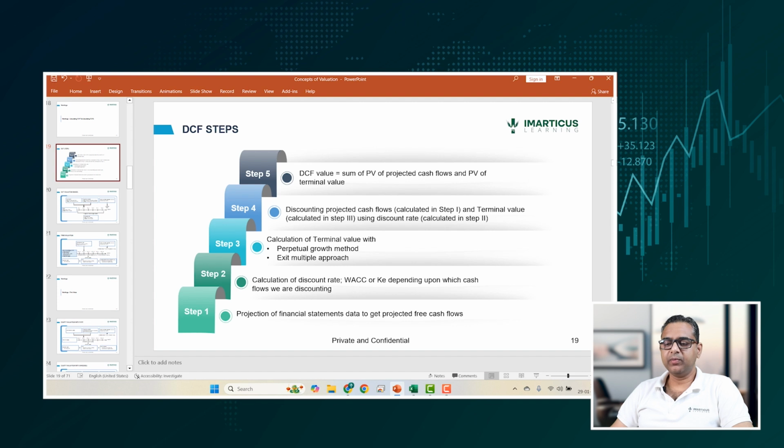We'll discuss this through the help of an example, but these are the broad steps we follow for doing DCF valuation. Quickly revisiting them. First, we project the free cash flows to the firm or to equity. Then we calculate the discounting factor, which could be WACC or cost of equity. Then we calculate the terminal value, either using perpetual growth method or exit multiple approach. Then we discount the projected cash flows, which we calculated in step 1, and terminal value, which we calculated in step 3, using discount rate, which we calculated in step 2. Finally, the DCF value is the sum of PV of projected cash flows during the explicit forecast period and PV of terminal value at the end of the projected explicit forecast period.